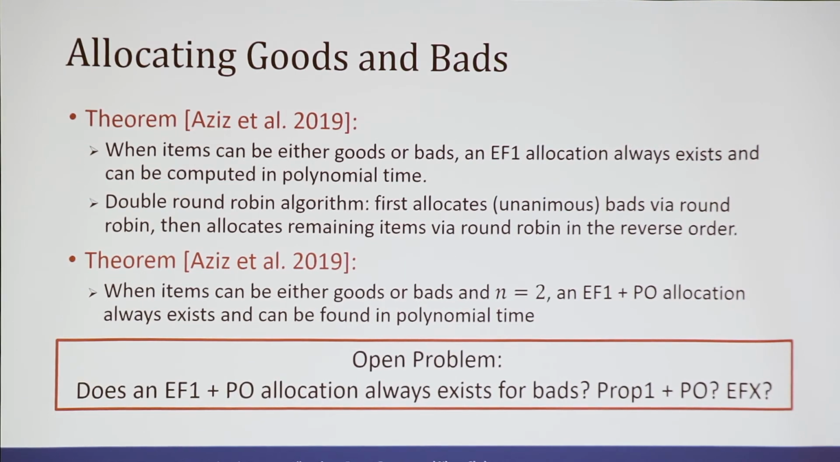So as I said, there are a lot of things we still don't know here, and here are just a few of them. We don't know if an EF1 plus PO allocation always exists for bads. So we have a lot we can bring to bear on this problem in the good setting. For one, max Nash welfare. Well, it's not clear at all how max Nash welfare should be generalized for bads. We have things like market competitive equilibrium techniques. Again, it's not clear how they generalize to bads.